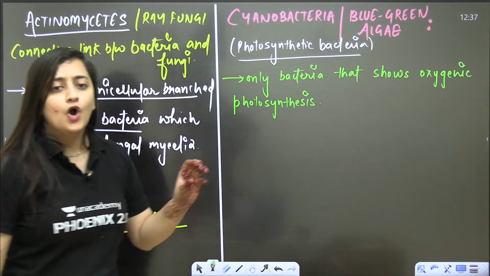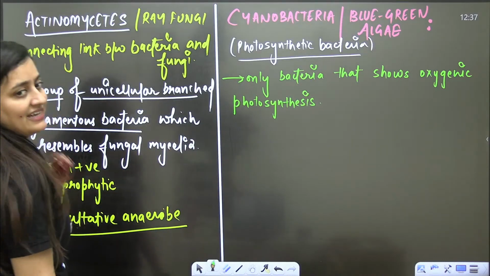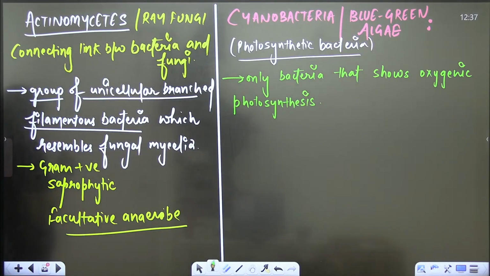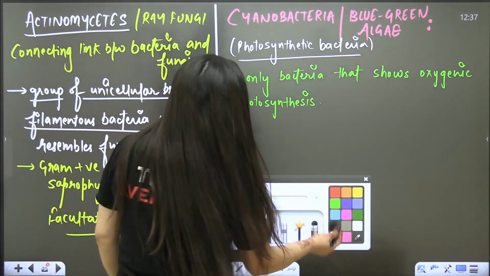Okay, so cyanobacteria, blue-green algae. You can also call it cyanophyceae. Is that clear? So they are gram negative. You can find them everywhere, fresh water, marine water.